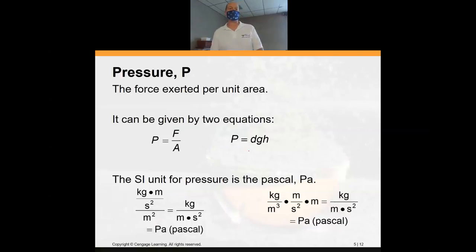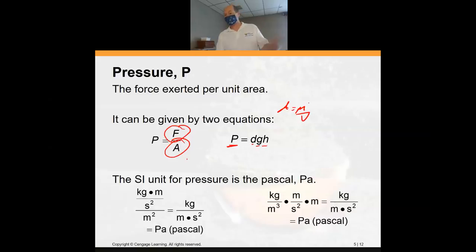Pressure is the force exerted per unit area, so that is force per area. Now, when we get our pressure, that is going to be density times gravity times height. So pressure is density times gravity times height. If we do SI units for density, remember density is mass over volume.